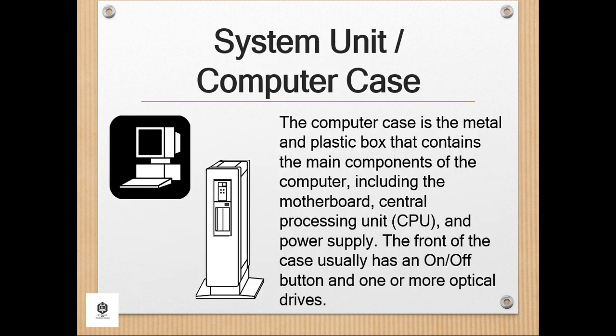Next is the system unit or computer case. The computer case is the metal and plastic box that contains the main components of the computer, including the motherboard, central processing unit, and power supply. The front of the case usually has an on-off button and one or more optical drives.